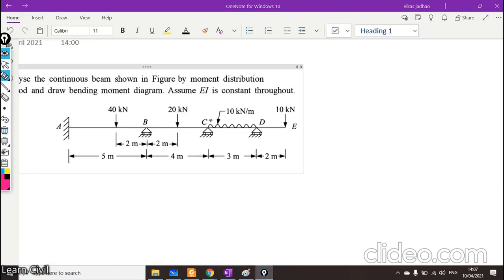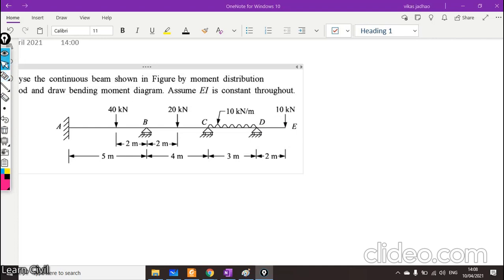Then this particular span BC is subjected to a point load of 20 kilonewton, which is acting at the midspan of BC. The span of BC is 4 meter. Span CD is subjected to a uniformly distributed load of 10 kilonewton per meter, and for span DE, which is an overhanging portion, it is subjected to a point load of 10 kilonewton, which is acting at the edge of the beam.